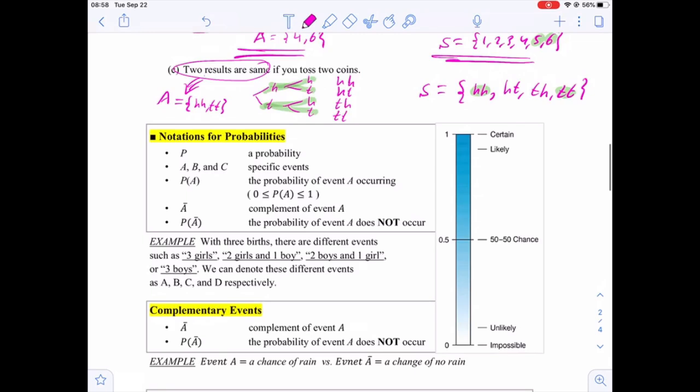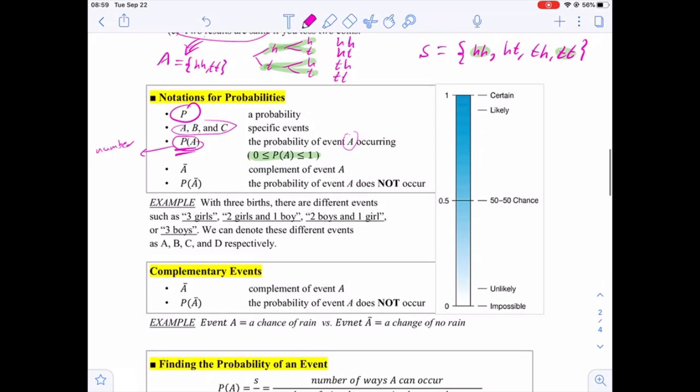Okay. Now we have notation for probability. We use the capital letter P for probability, and for events we use capital letters A, B, C, etc. P of A means the probability of an event A. Usually when we compute this, this is a number, and we obtain this number by applying some rule. We'll talk about it later. And this number should be between 0 and 1.